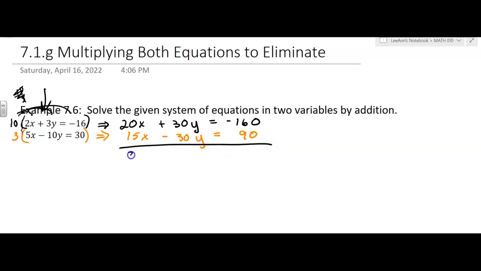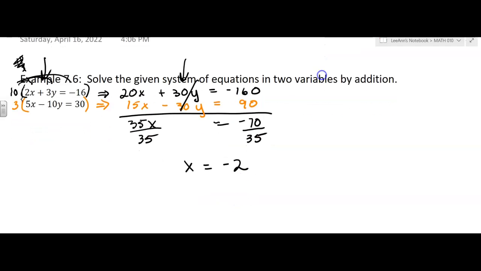And then I can add those equations. So I get 35x. These eliminate. Now make sure they eliminate. You have to have one positive and one negative. That's a really common mistake. Sometimes people have like a positive 30 and a positive 30, that's 60, not 0. So just, I'm warning you. Okay. And then on the other side, negative 160 and 90, that's negative 70. It looks like this is going to work out not too bad. And so I get x equals negative 2. Okay, keep that in mind.